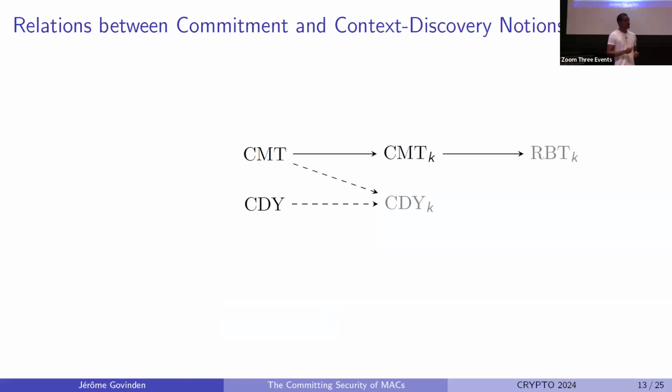In our paper, we also define other weaker security notions and then show how they relate to each other. But as there was no strictly stronger security notion, we've combined the context commitment notion and the context discovery notion into an all-in-one and more compact notion we call strong committing security. And we believe that designers of message authentication codes should aim for this notion.